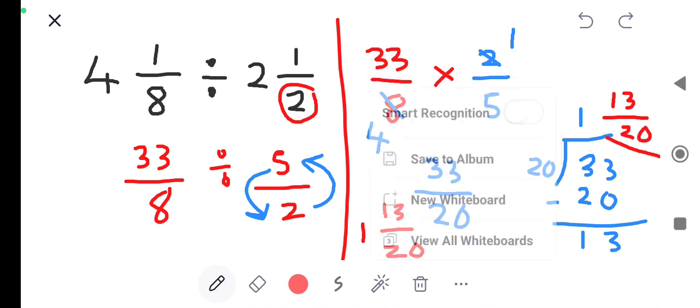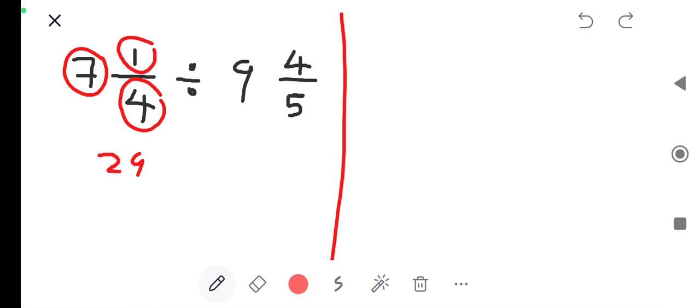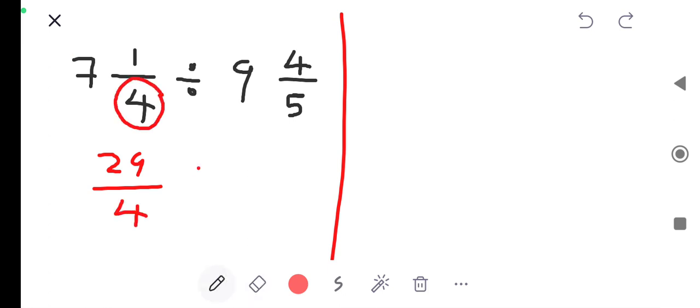Now let's look at the next question. To do this one, you will write this as an improper fraction. You will do 4 times 7, which is 28. Then plus the 1 on top, you have 29. So you write 29 over the denominator, which is this 4 that I circled. You write your division again.